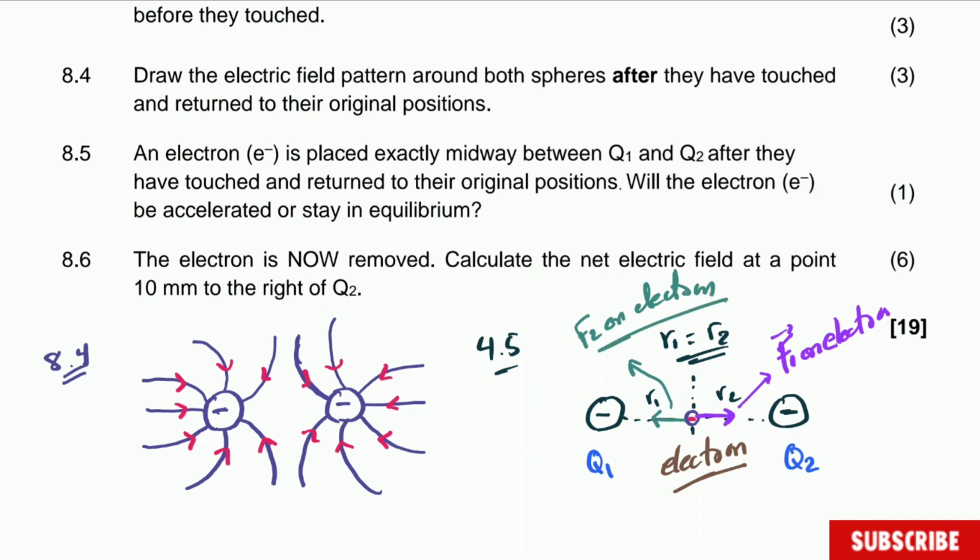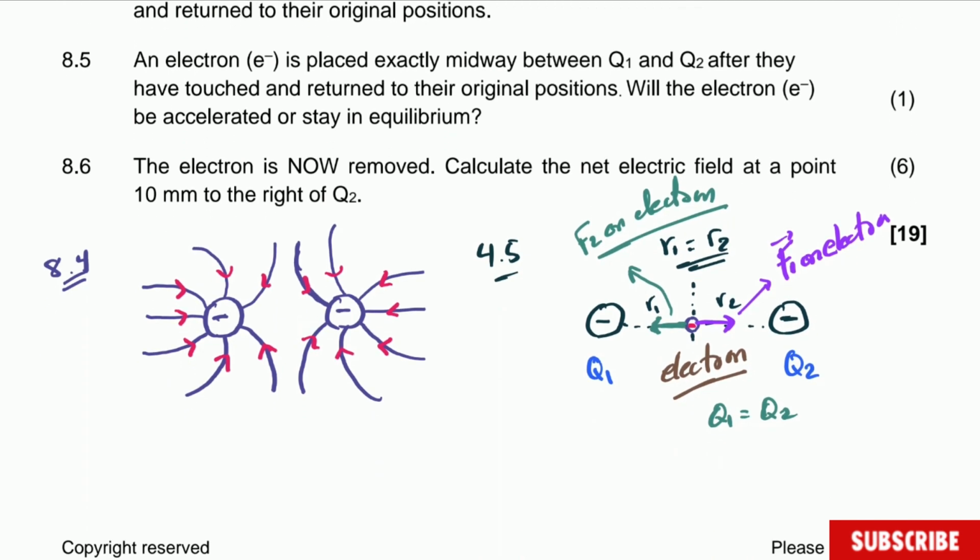Alright, now those two forces, guys, are equal because the magnitude of charge 1 is equal to the magnitude of charge 2. The electron is common and the distance is common. So those two forces are the same, and therefore we say that the electron is at equilibrium. It's not going to move. So that is question 4.5.